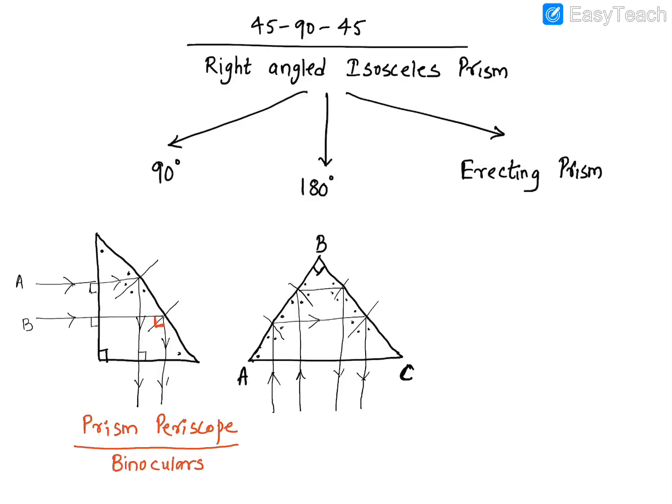Now let's say if this was your object PQ, then this will be your image P dash Q dash. Now you see by how many degrees has this prism been rotated? These light rays have been rotated, let's say 90 degree here, and then again 90 degree here. You just compare the image PQ and P dash Q dash, you'll realize it is rotated by 180 degree. That's why they say what? 180 degree deviation.